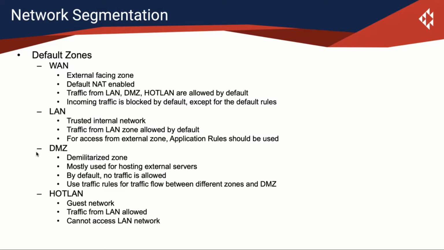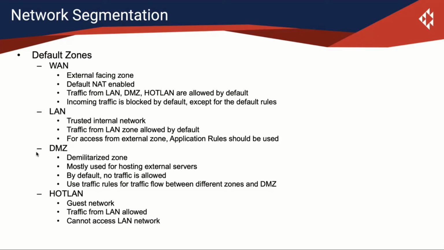So most of the time, all your staff network can be on the LAN zone. The traffic from LAN zone is allowed, so any traffic between 2 LAN zones. So I create one interface in the LAN zone and a second interface also in the LAN zone. Traffic between those two will be allowed by default. For access from an external zone, application rules should be used. So if you want to access from external sources or devices, we either need port forwarding rules or one-to-one NAT rules, and we'll talk about them in advanced firewalls.